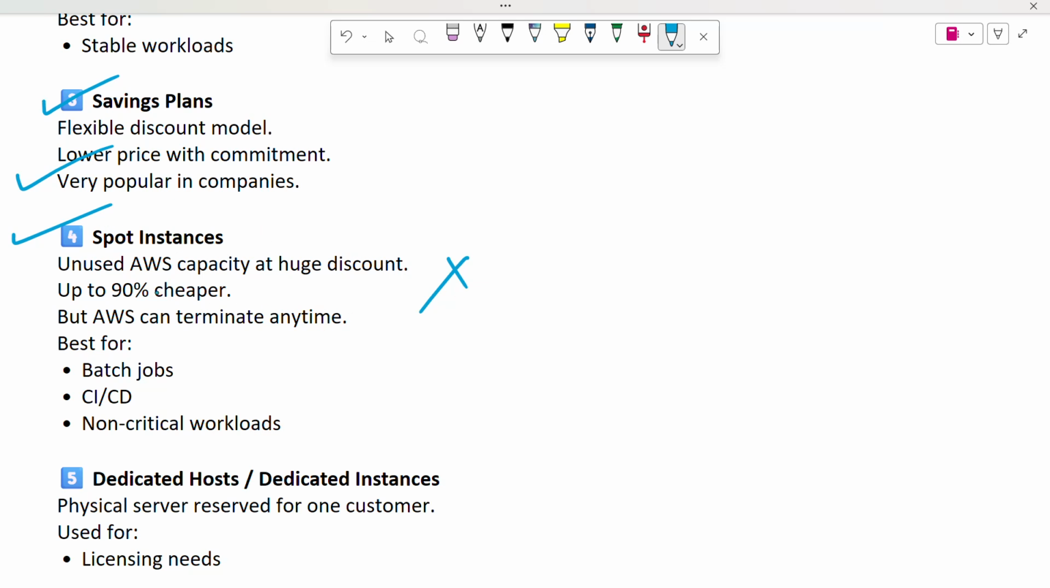So only for testing purposes, if you just want to run something for the purpose of analyzing on a small time frame, you can make use of spot instances. These are unused AWS capacity instances which AWS gives you at low cost, almost 90% cheaper. But as I said, if anyone bids at a higher rate than what you are using, AWS will terminate it. So if you are running any critical workload, it is not recommended, right?